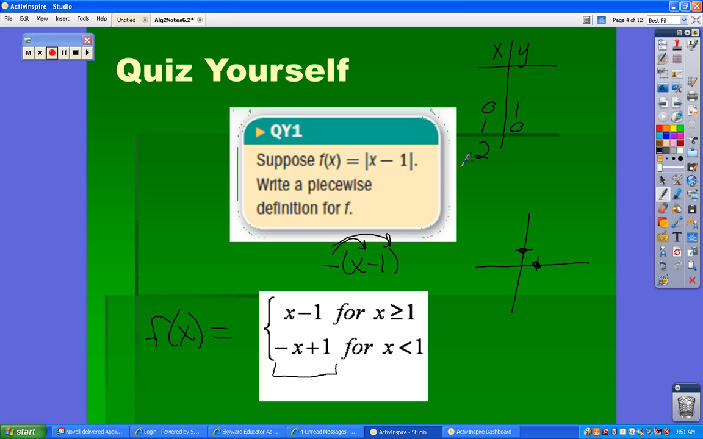Plug in 2. 2 minus 1 is 1. Absolute value of 1 is 1. And then I can see where the vertex was. Once you have that change in motion, that's where the vertex was. The other way you can tell is where will this inside equal 0?